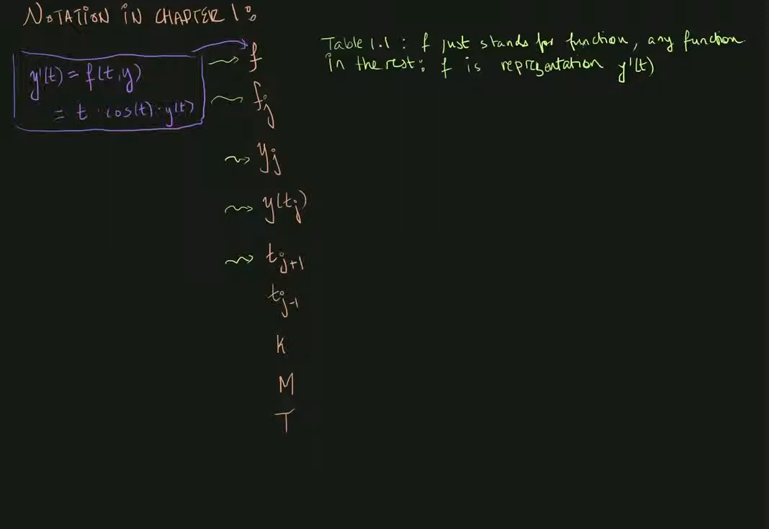Now, what is Fj then? Well, Fj is equal to F evaluated in tj, comma, yj. Now, note that this is not the same as F evaluated in tj, comma, y of tj, and we will arrive at why this is the case in the next step, because it's also very important that we understand the difference between yj and y of tj.